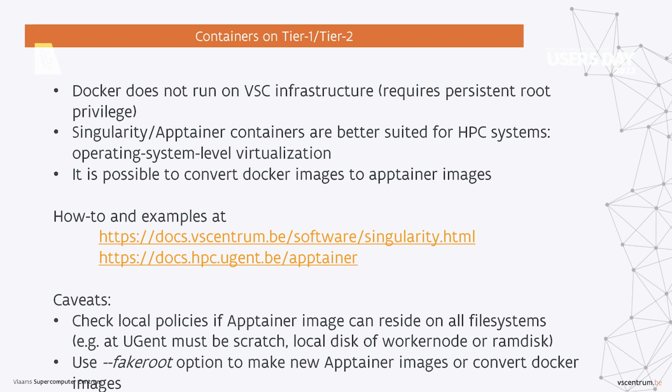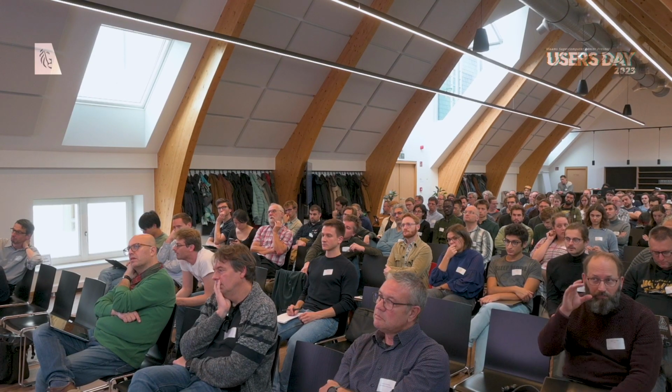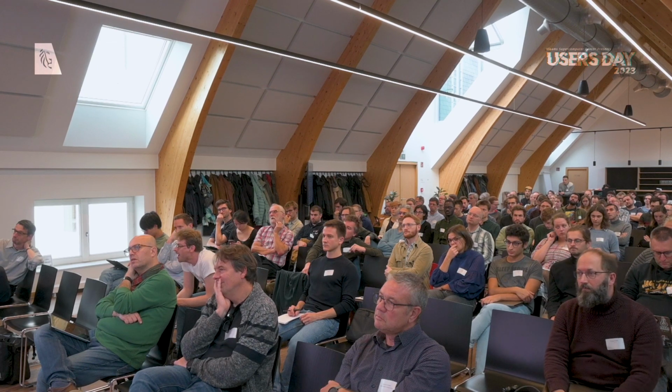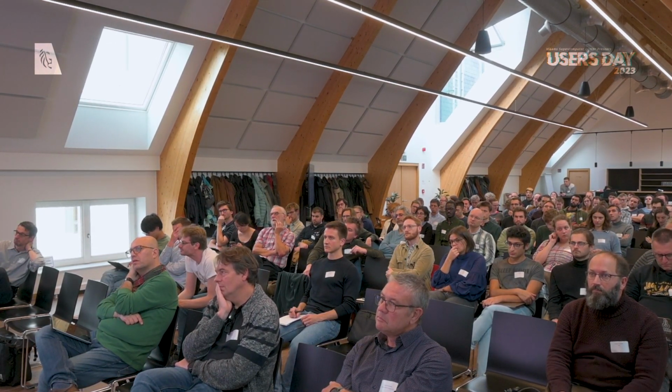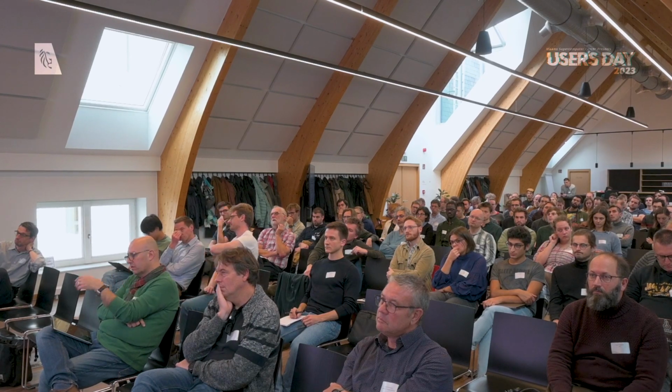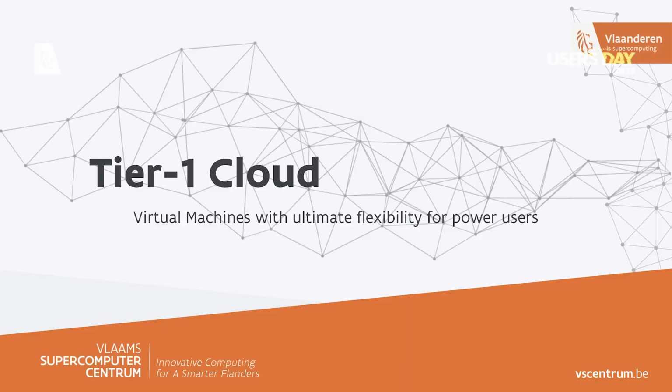You have to use something called fake root to make Apptainer images or to convert Docker images. And the final one actually dropped off the bottom, and it says, well, if you're using a Docker container from somewhere else, you're not really sure what's inside, so please check, because this is quite important.